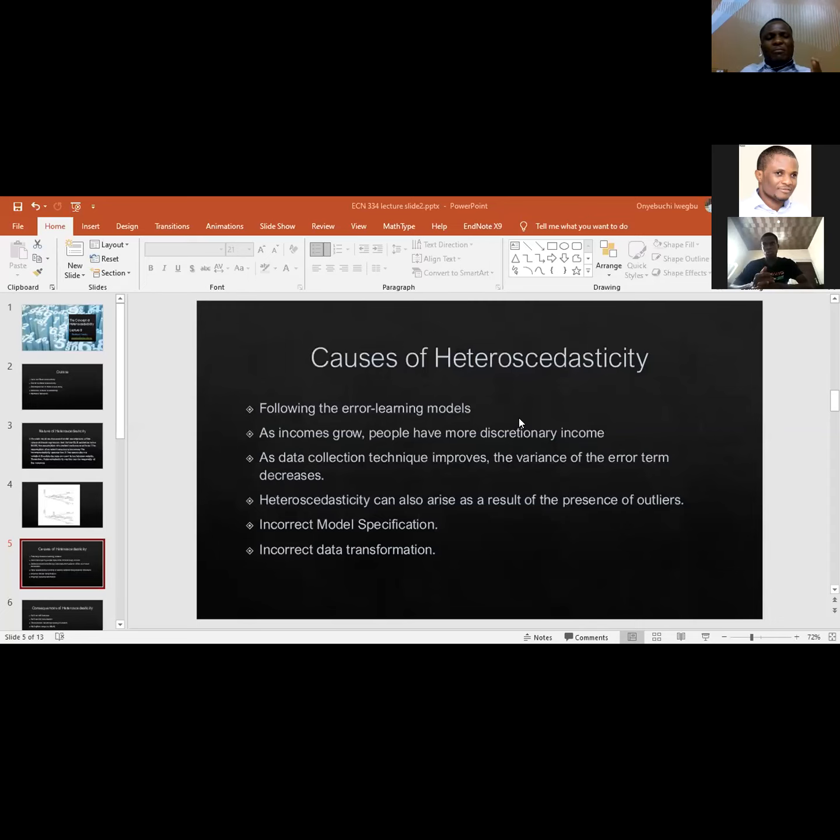I remember that if you are examining the relationship between income and consumption, for example, you are a fresh graduate, you started work, you're on a salary of 150,000, you will notice that the share of your consumption to that 150,000 will be large. Of course, transportation, feeding, rent, and other expenses. You might end up spending 120,000 of that particular income.